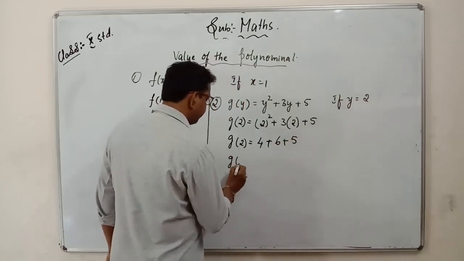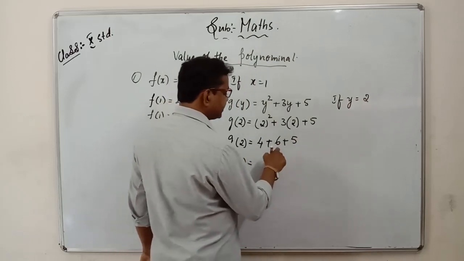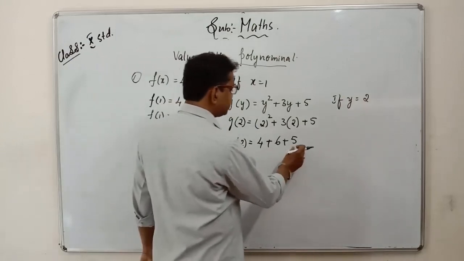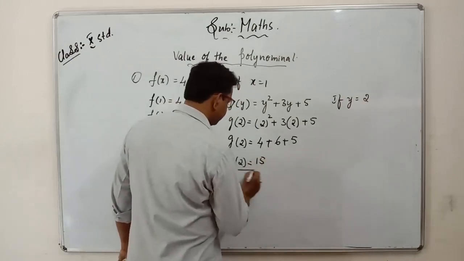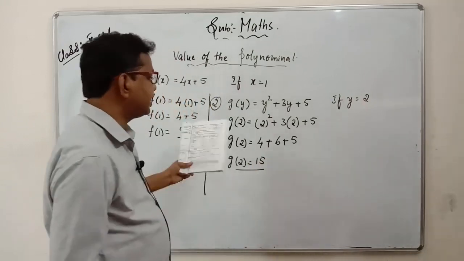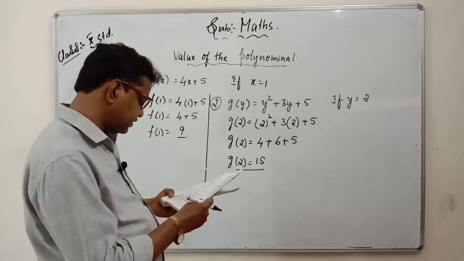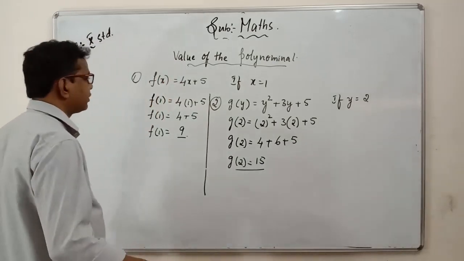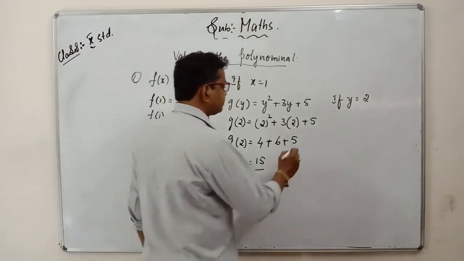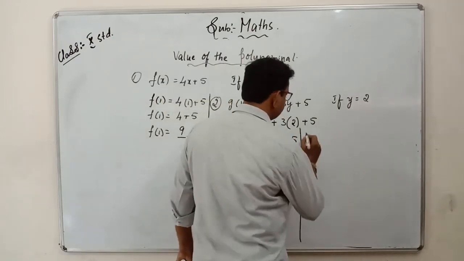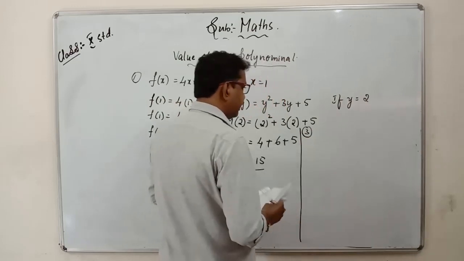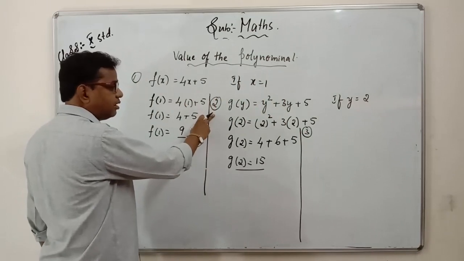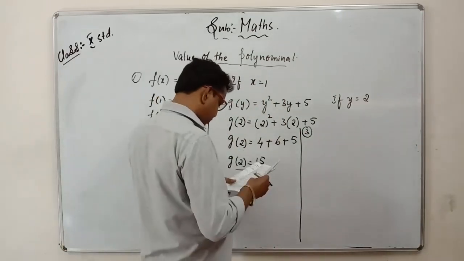Now g of 2 equals to, what is 4 plus 6? 10. 10 plus 5, 15. So g of 2 equals to 15 when it is a quadratic polynomial. What happens if it is a cubic polynomial? Third one I'll write here. First, it is linear, example for linear. This is the example for quadratic. This is the example for cubic polynomial.